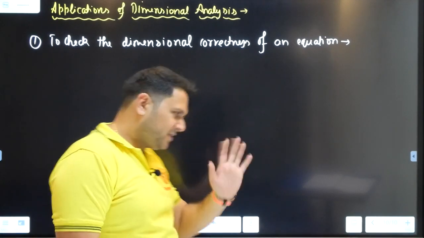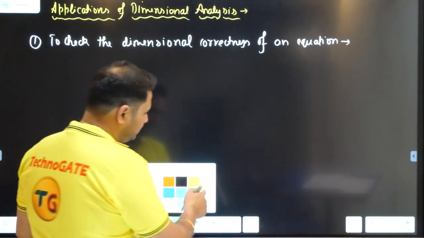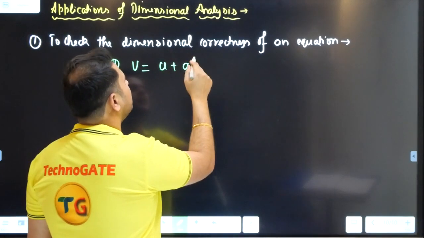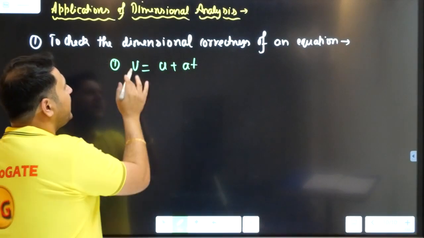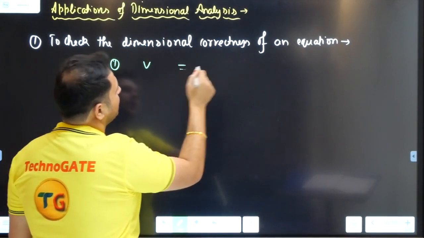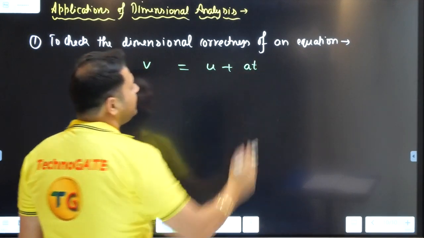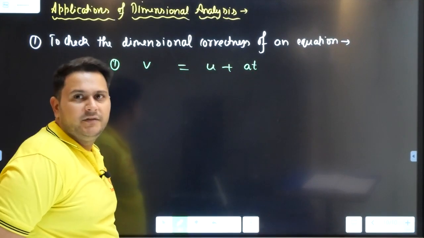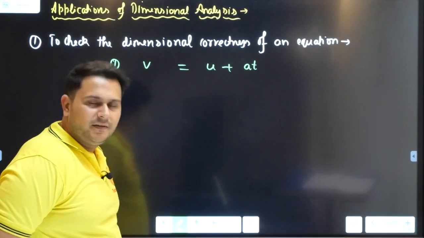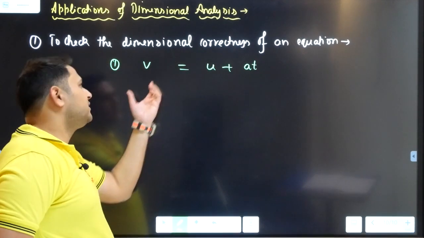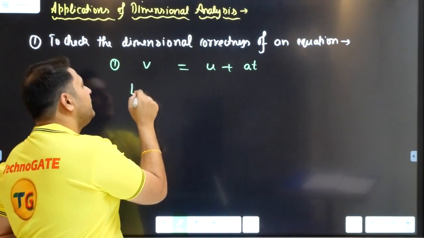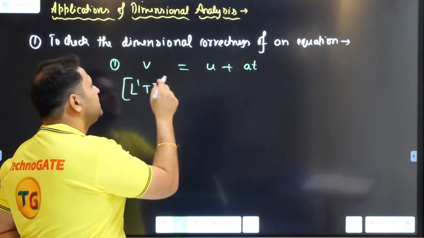What is it? This is written as v is equal to u plus at, right? If the equation is v is equal to u plus at, now, if the equation is dimensionally correct, LHS should be equal to RHS, isn't it? Let us see. For v, or the velocity, what will we have? We will have L1 T minus 1. Now this is our LHS.